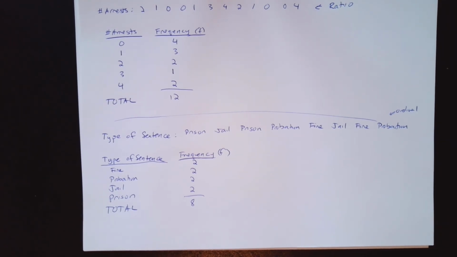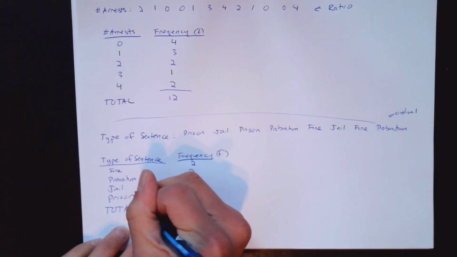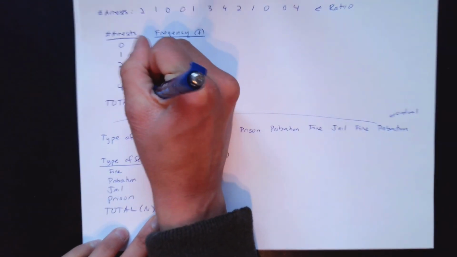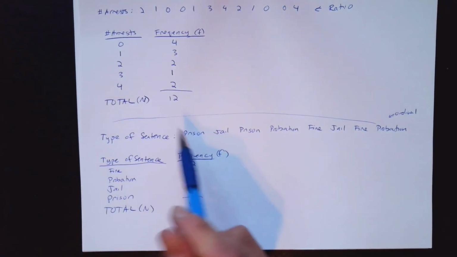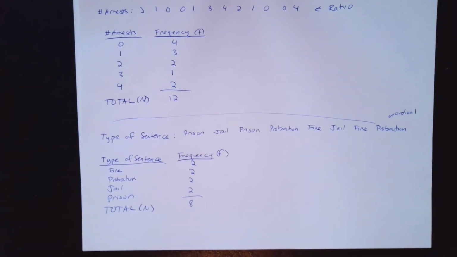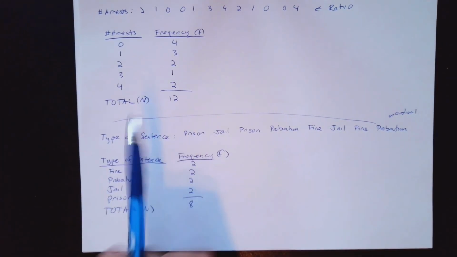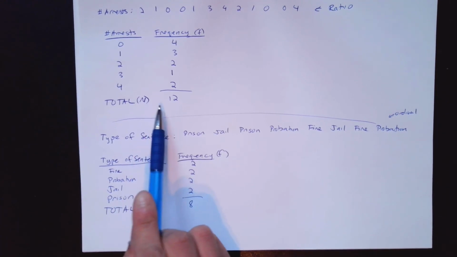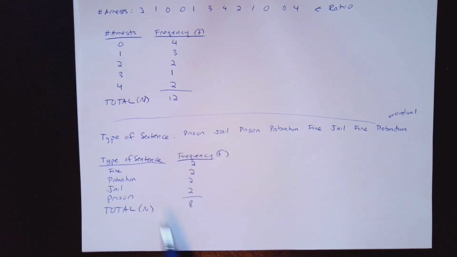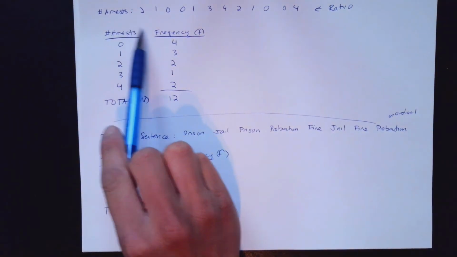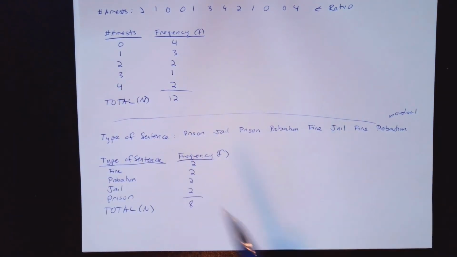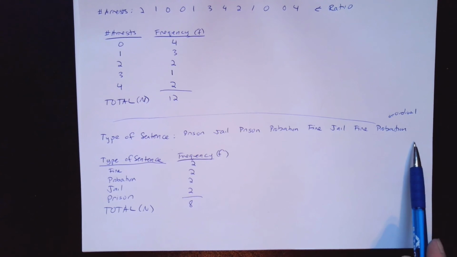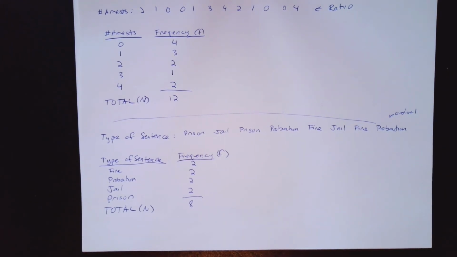Right, and as one final note here, we refer to a total in this case as n, where n is the total number of observations that you have in your sample. So we would say that n for our first example is 12, and n for our second example is 8. That's because we have 12 people who told us how many arrests they had here, and 8 people who told us what sentence they had here in this example.